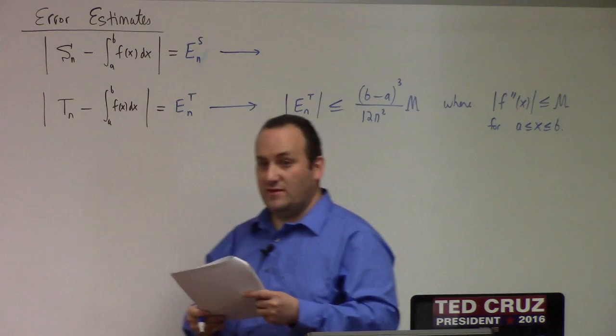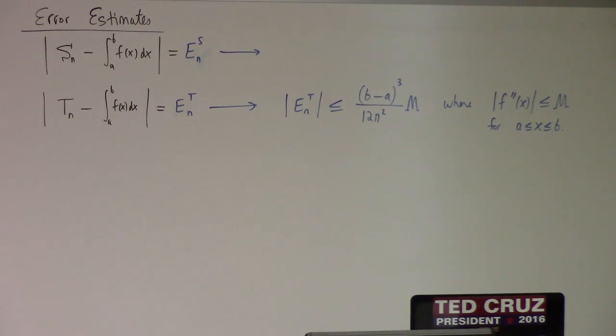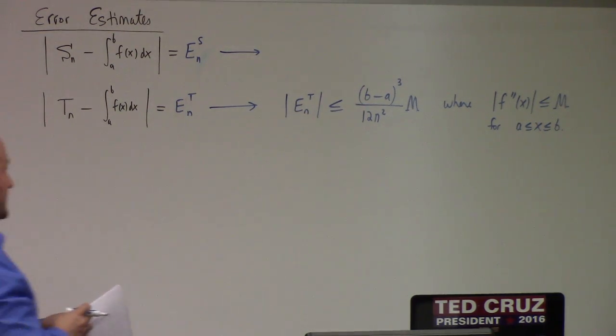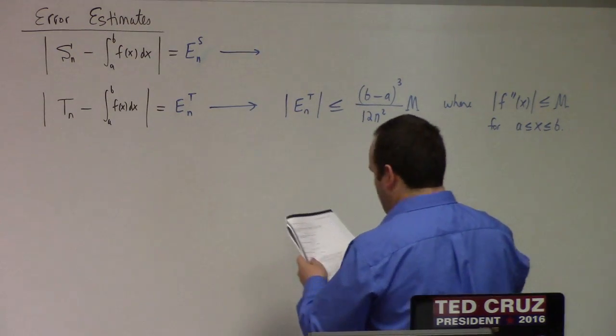So in other words, if you can tell me the second derivative is less than a specific value, then I can give you a precise account of how close the trapezoid rule is to the truth for a given value of n. And the corresponding error estimate, or error bound, for Simpson's rule of order n.